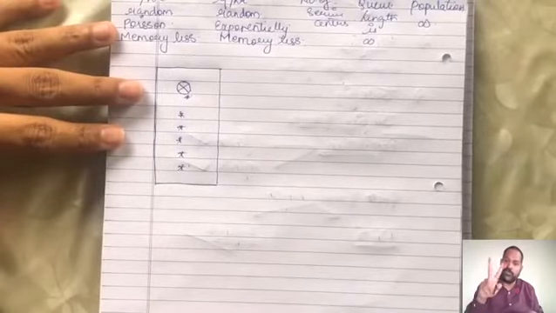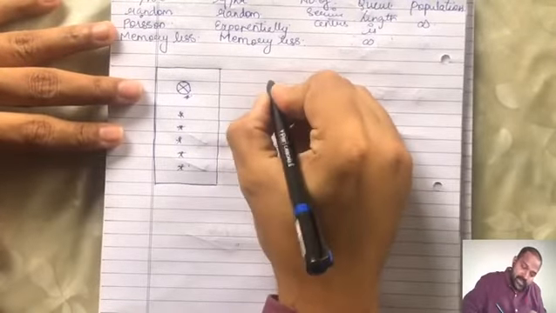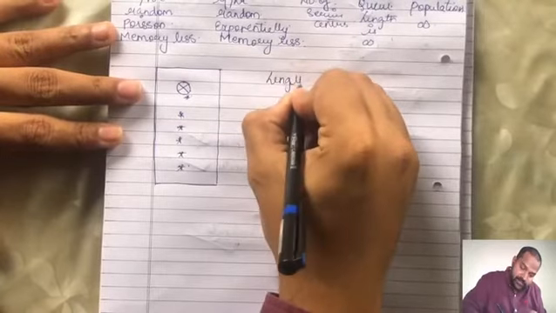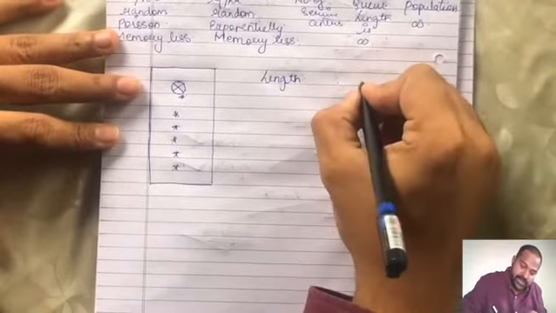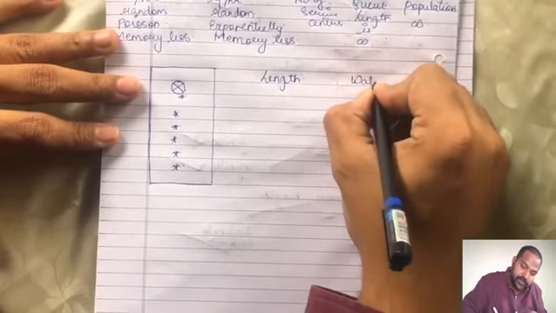So we are going to ask two things. The first thing that we are going to ask is length. And the second thing that we are going to ask is waiting.